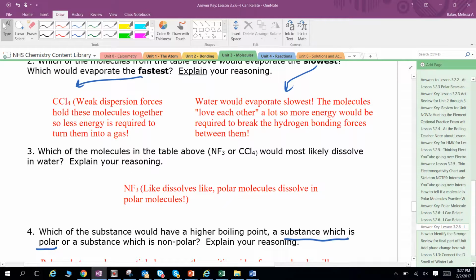There's a special rule called like dissolves like, meaning polar things dissolve in polar things. So this question is, which of the molecules would likely dissolve in water? Well, since water is polar, NF3 would also dissolve in water because it is also polar.